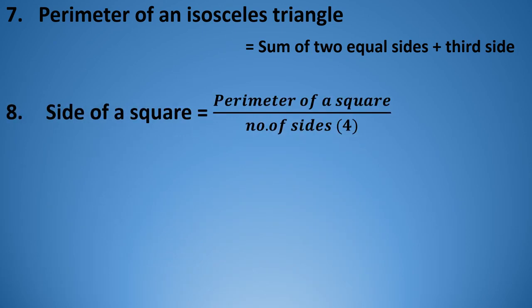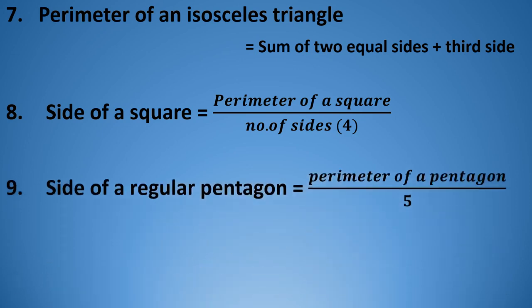Side of a square. Now we are not going to find out the perimeter. Now if perimeter is given to us and we have to find out the side of a square, it is equal to perimeter of a square divided by number of sides. And we know that in square we have 4 sides. So it is perimeter of a square divided by 4. Once again I am repeating, side of a square equal to perimeter of a square divided by 4.